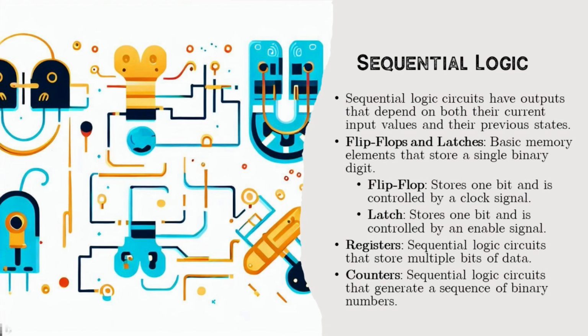Sequential logic. Sequential logic refers to circuits where the output depends not only on the current input values, but also on the previous states of the circuit. Let's explore some components of sequential logic. Flip-flops and latches are memory elements that store a binary value and can change their output based on a clock signal. Registers are collections of flip-flops used to store multiple binary values. Counters are sequential circuits that generate a sequence of binary numbers. Sequential logic is crucial for building circuits that can perform complex tasks and store information.